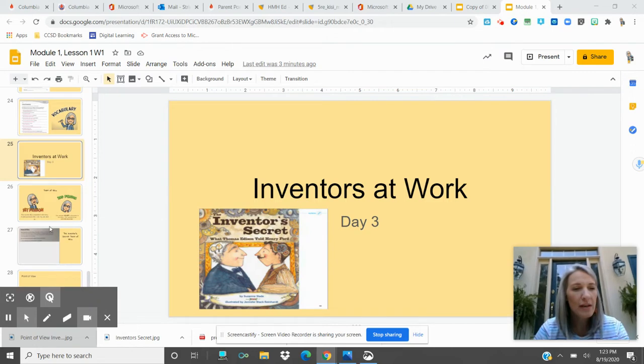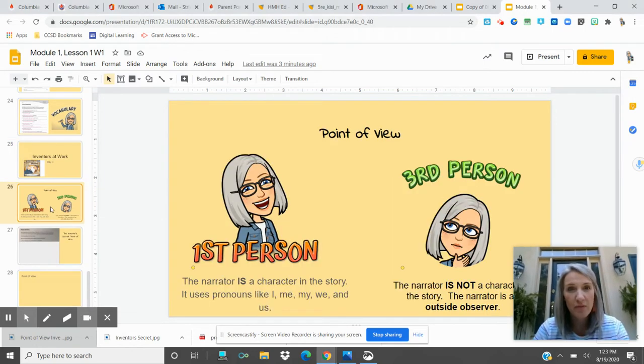So first of all, we know, or you should know, that first person point of view is where the narrator is a character in the story. So one of the characters is telling the story. That character uses pronouns like I, me, my, we, and us in the narration. Now, you learned last year and maybe the year before that dialogue is what the characters say out loud to each other, and they're in quotation marks. The narration is everything else that's not in quotation marks. So it's first person when you see I, me, my, we, or us in the narration.